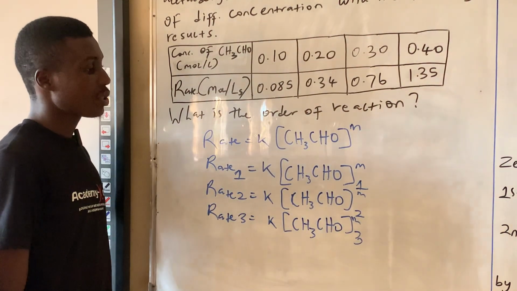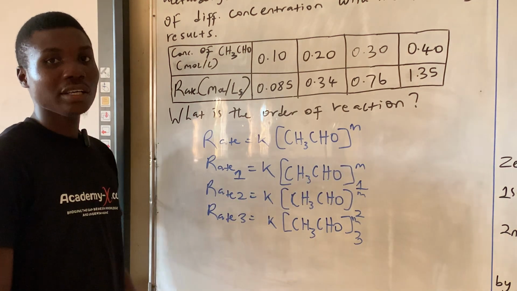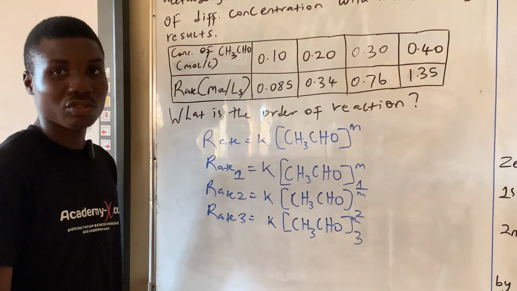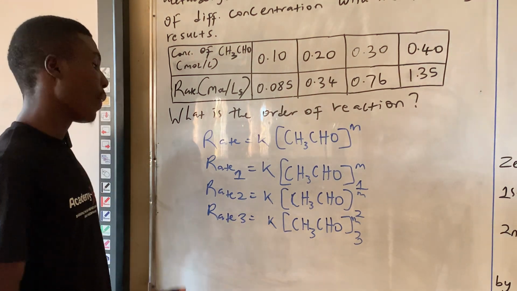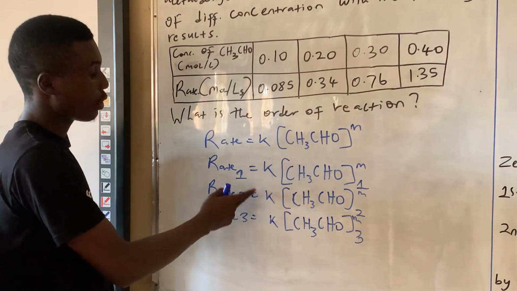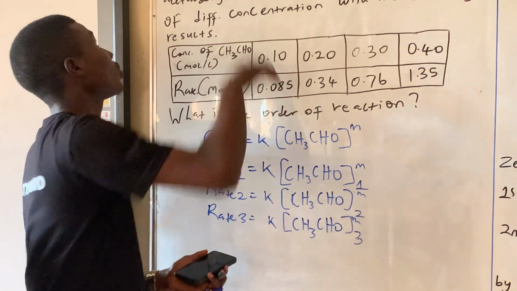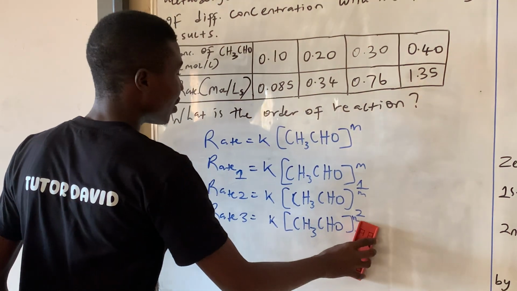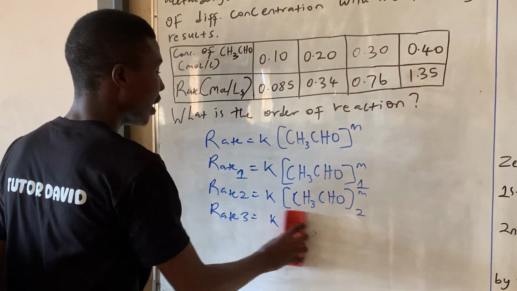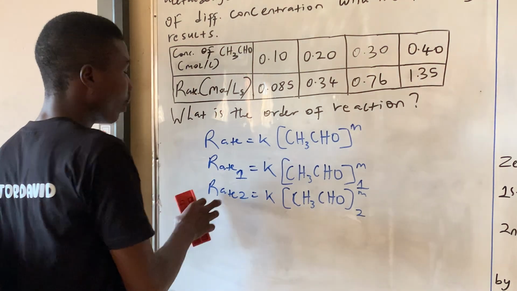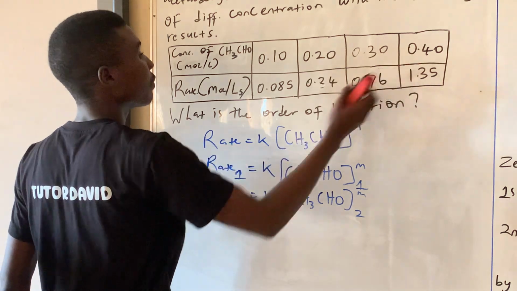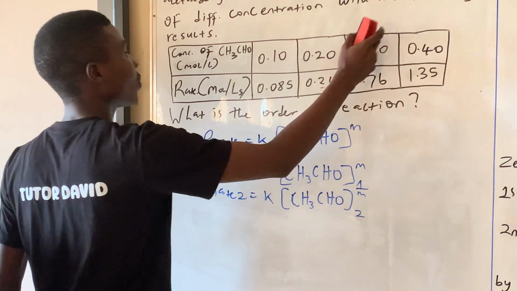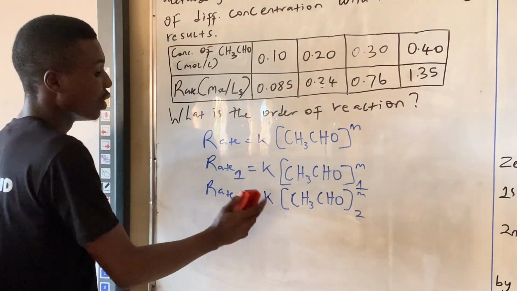So for us to get our m, we can do something very simple, which is normal stuff we do in maths. Let us work with two equations, and we can call this one equation 1 and this one equation 2, because what we want to do now is to eliminate the k. If we eliminate k, we already know what rate is. This is rate 1, rate 2, rate 3, rate 4, and this is concentration 1, concentration 2, concentration 4. The only thing we don't know is k.